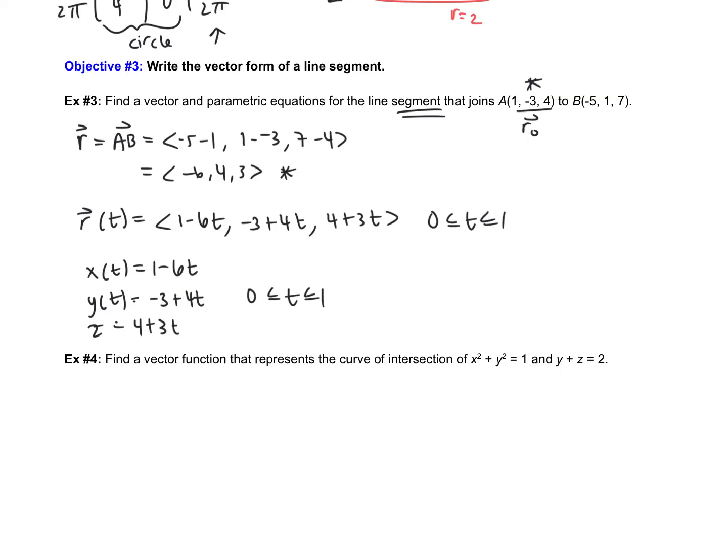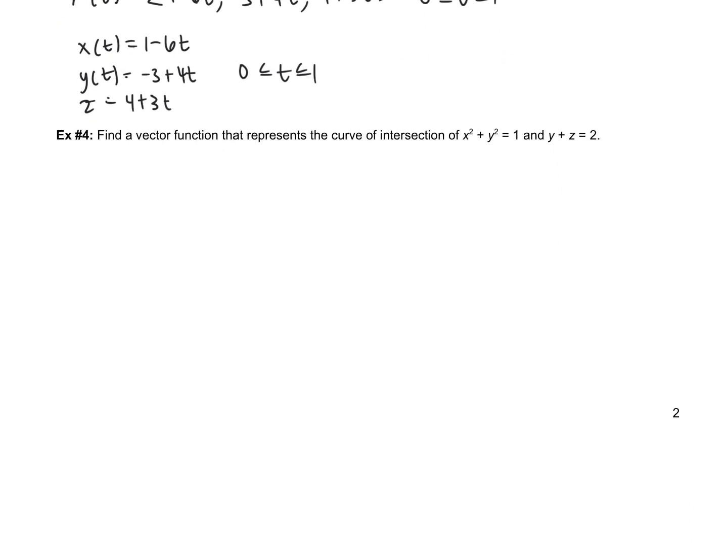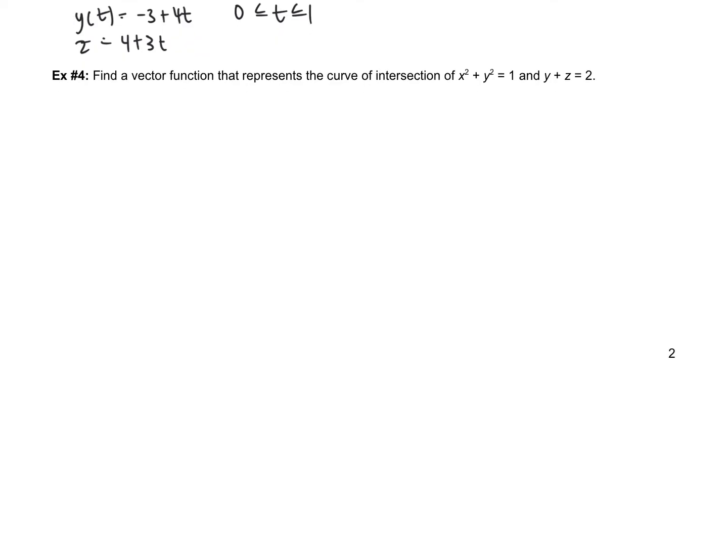Okay, next thing we're going to talk about is example 4. Find a vector function that represents the curve of intersection of x squared plus y squared equals 1 and y plus z equals 2. Okay, so first thing, let's talk about what these look like. x squared plus y squared equals 1 is a cylinder. So it's a circle of radius 1 that moves along the z-axis. And then y plus z equals 2 is a plane.